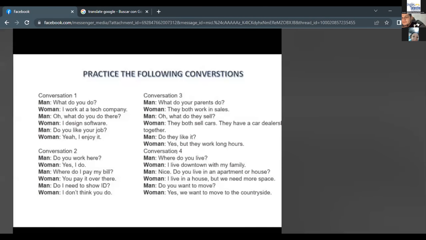Empezaría Manuel, porque empieza un hombre hablando. Ah, dale, si quieres empezar vos, Manuel.